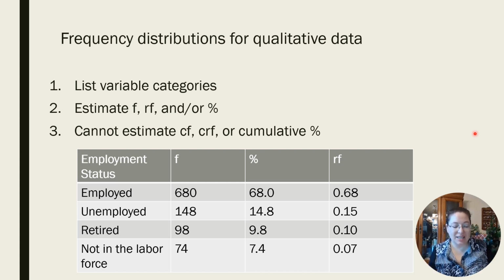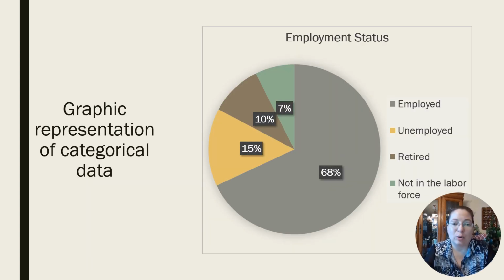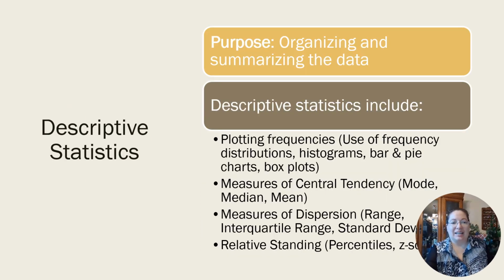So for qualitative data, the only thing we have is that absolute frequency and a percentage, or in some cases a proportion. But what you're most likely going to see is this percentage here. To graphically represent categorical data, you use something like a pie chart or a bar chart. So not a histogram, a bar chart which has that space between the bars. All right. So we just covered plotting frequencies.